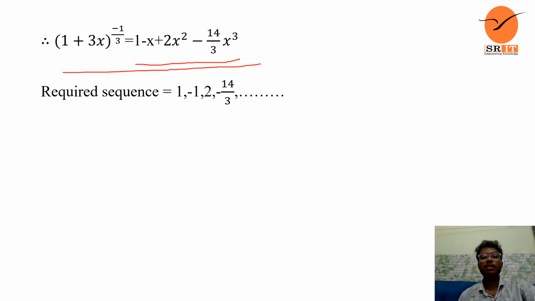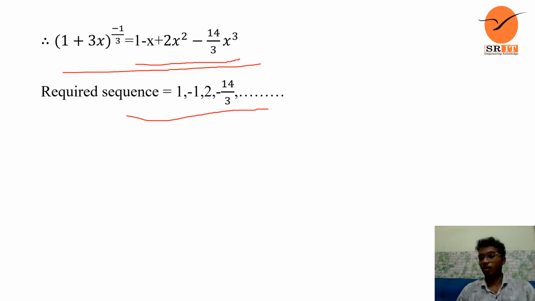And for the required sequence, we just consider the coefficients of the generating sequence. So the required sequence would be 1, -1, 2, -14/3 and so on. This would be the generating function for the given problem.